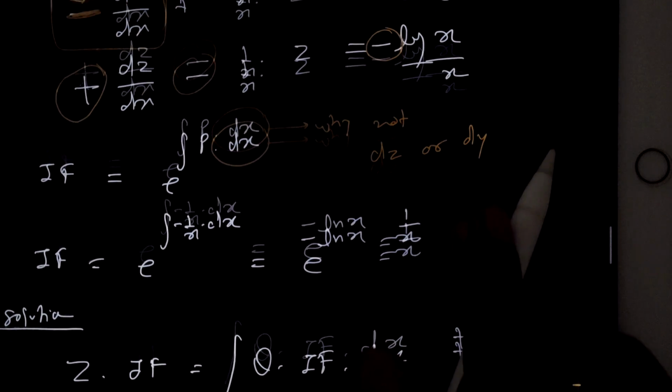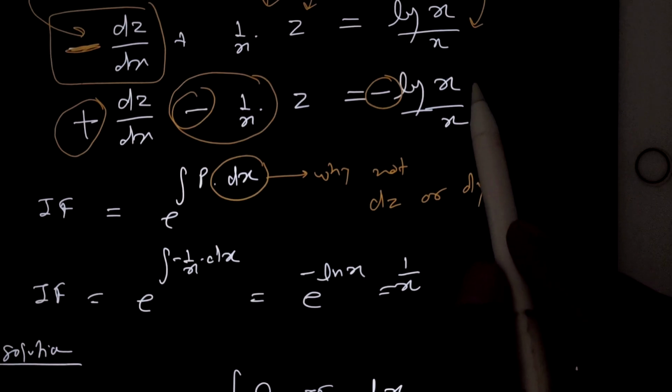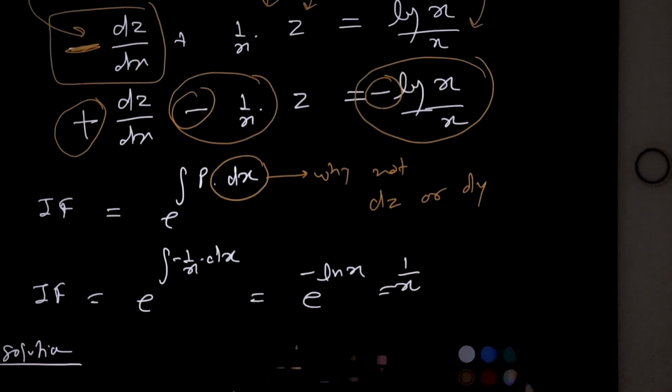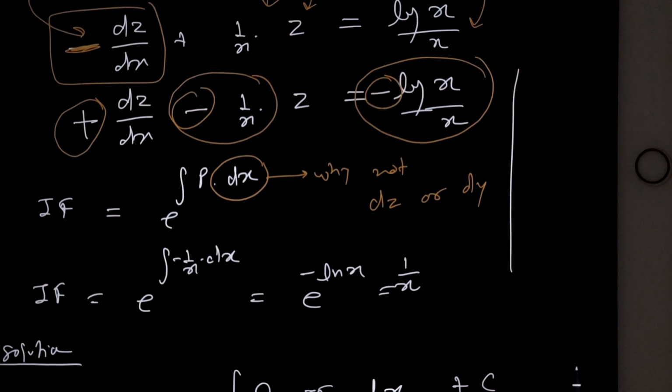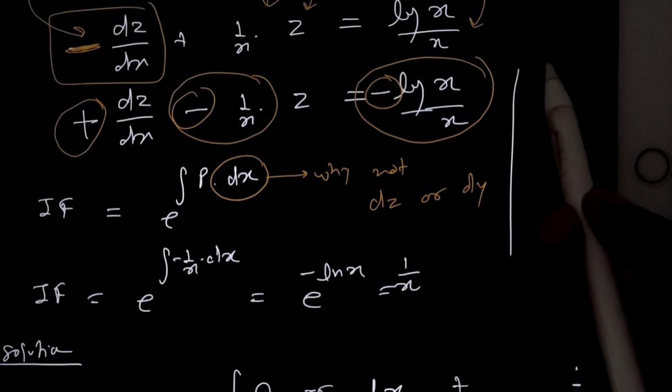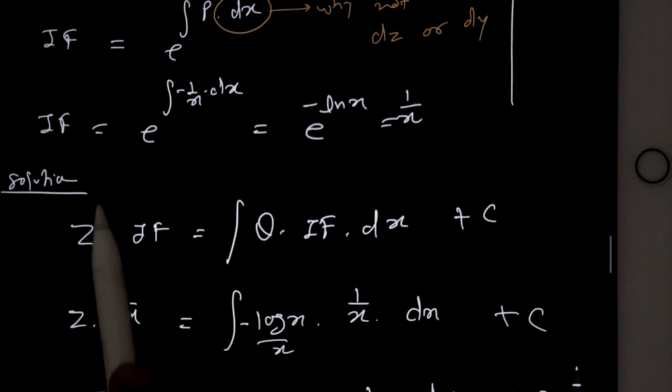Okay, now identify what your p value is. Minus 1 by x is your p value, and whatever is on this side is your q value, and you apply the same method. It means in this process you are again practicing the same lectures 10, 11, 12. So if you already know the procedure, you can crack it after this. You can pause and do it by yourself. So find out your integrating factor.